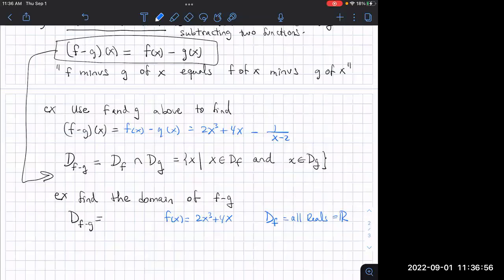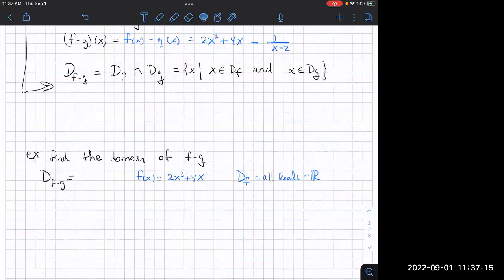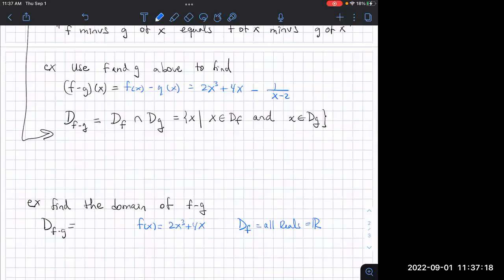Can you repeat? Can you go back to the line where the arrow goes to? This part? The D, yes. Yes. So what I'm saying here is, let me make a little more room. Okay, so I'm reading this one. You read as the domain of F minus G.